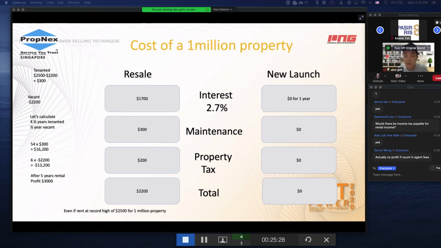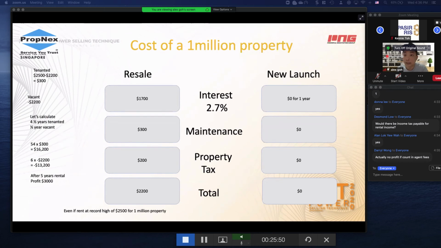Alex, quick one. Could you explain the 0 for 1 year again regarding the interest for new launch? You buy a new launch, there's a first year that they are building the foundation, correct? Correct. Before foundation up, is there any installment that you're paying? No. No installment means no interest. Oh, okay. So we're assuming the foundation is from year 2. Okay, all right. Thank you.